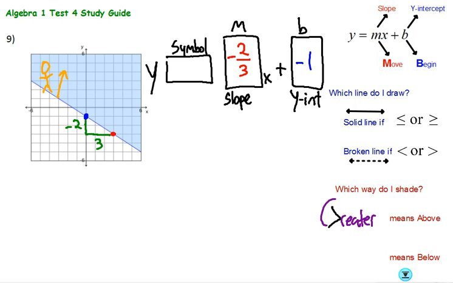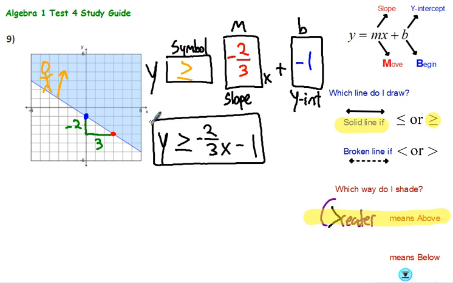Now I don't have to shade it because they already shaded it, but what I do have to identify is which symbol I am going to use. Well, as we just said, we're going to use the greater than symbol. And then I just got to decide if it's solid or broken. Clearly looking at it, it's a solid line, so it's going to be greater than or equal to. We'll clean it up. We've got y greater than or equal to negative 2/3 x minus 1.